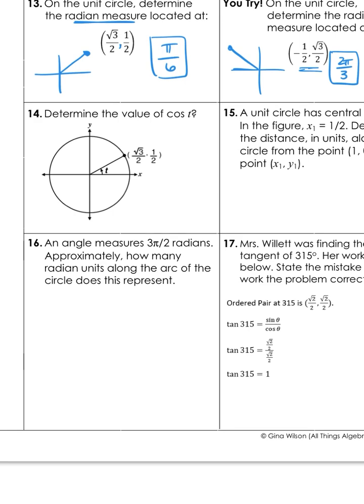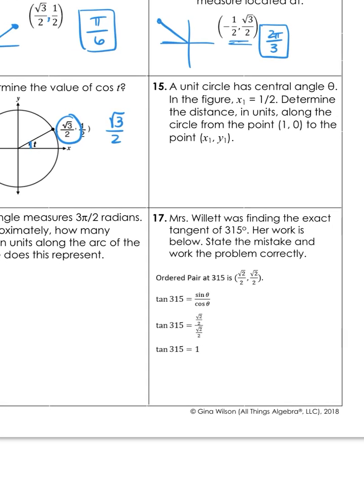All right, determine the value of cosine of t. So we don't know what this angle is, but we know this coordinate set. So we know that the cosine is the x coordinate. So that just leaves us with square root of 3 over 2.